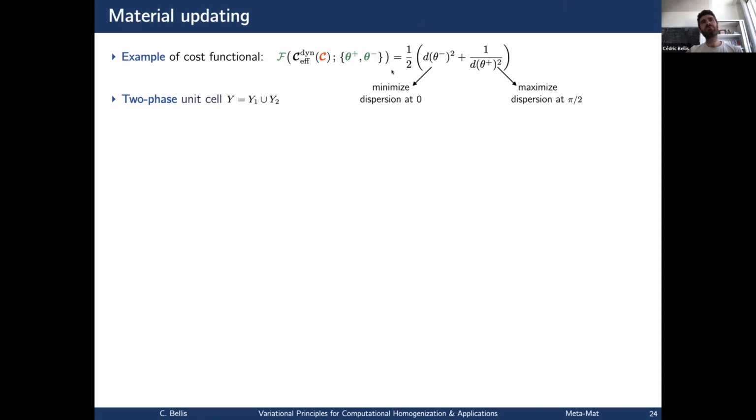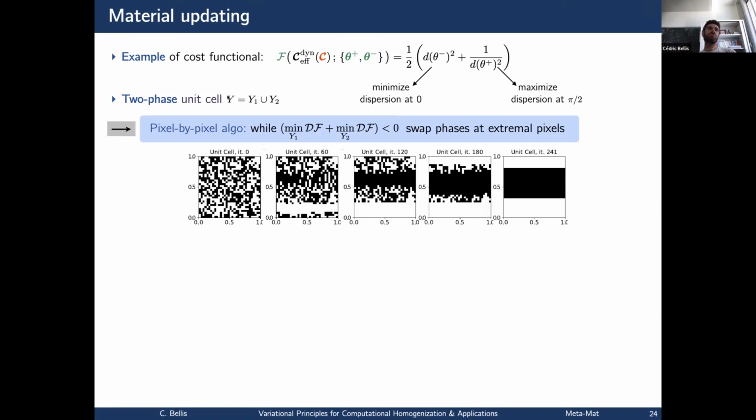So typically, considering this simple cost functional where we try to minimize the dispersion at the angle 0 and maximize it at pi/2. Then for a two-phase unit cell with a black and white phase with some known properties, well, we can either use a pixel by pixel algorithm. So typically by starting with a random microstructure, we will swap phases at the points where the derivative is maximum and minimal. And then in a number of iterations, we will converge to the expected laminated structure.